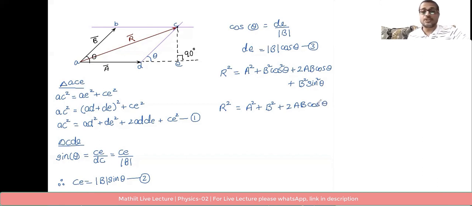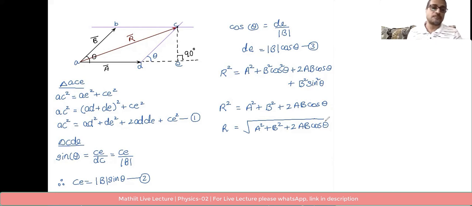But this is not the answer, because this is the square of the resultant. We never wanted the square of the resultant. We wanted only the resultant. Therefore, R is equal to root of A square plus B square plus 2AB cos theta. This was the formula that we were using in yesterday's class and in the day before yesterday's class.